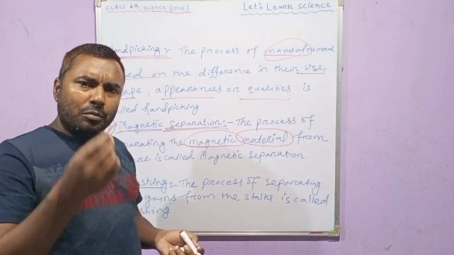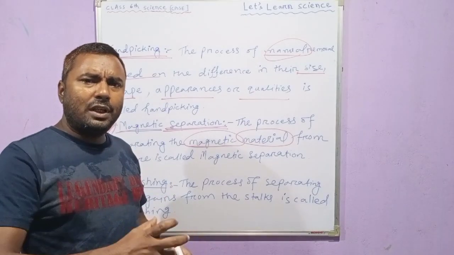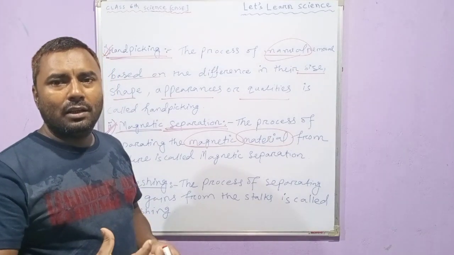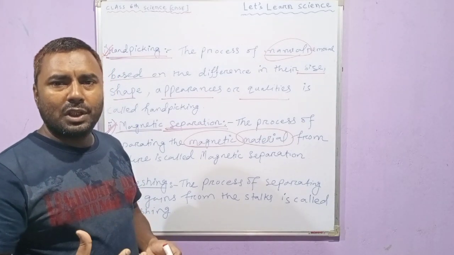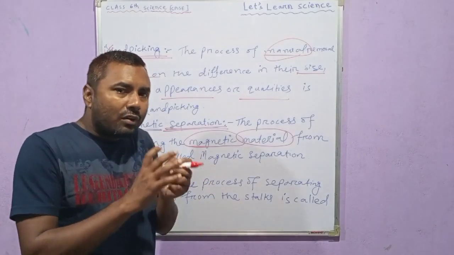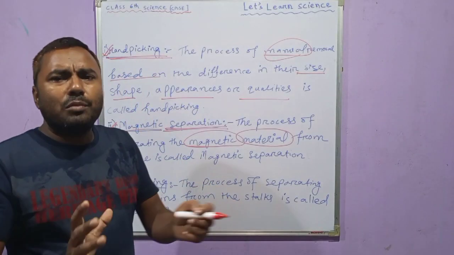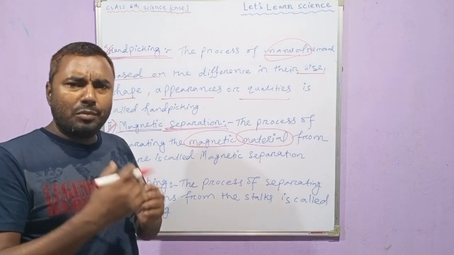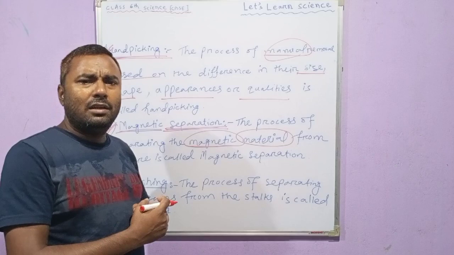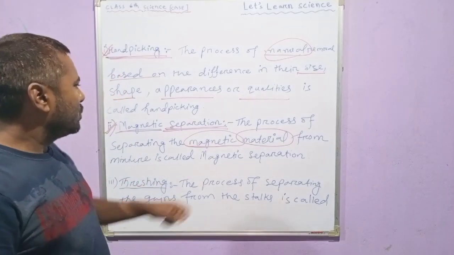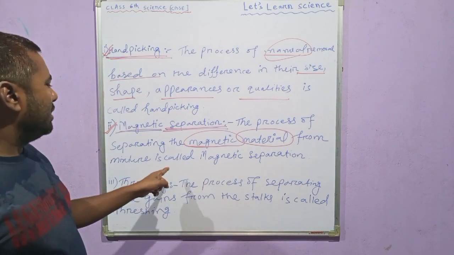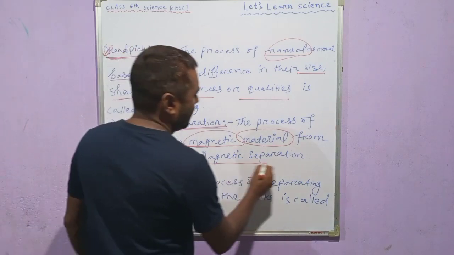Definitely not. But instead of plastic, if you bring a piece of iron, the magnet will definitely attract the iron. So iron is what type of material? Magnetic material. How can you define magnetic material? Magnetic materials are the materials that can be attracted by a magnet. So the process of separating the magnetic material from a mixture is called magnetic separation.